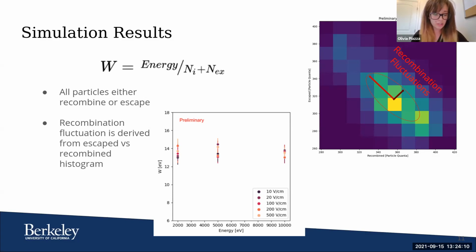When plotting all particles in the simulation that escape versus recombine in the 2D histogram, we produce a slope of -1, which demonstrates all particles in the system are accounted for through either recombination or escapes. And from this 2D histogram, the recombination fluctuations were extracted for all energy values.